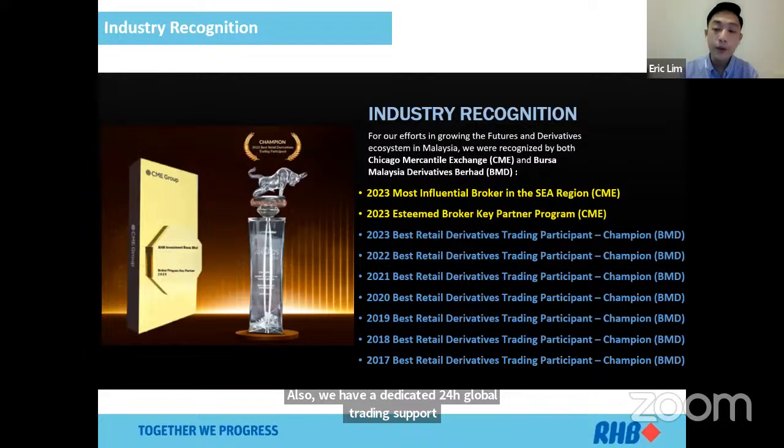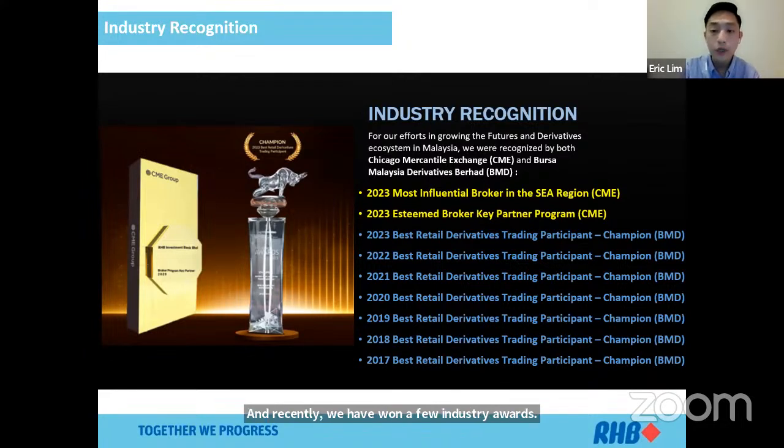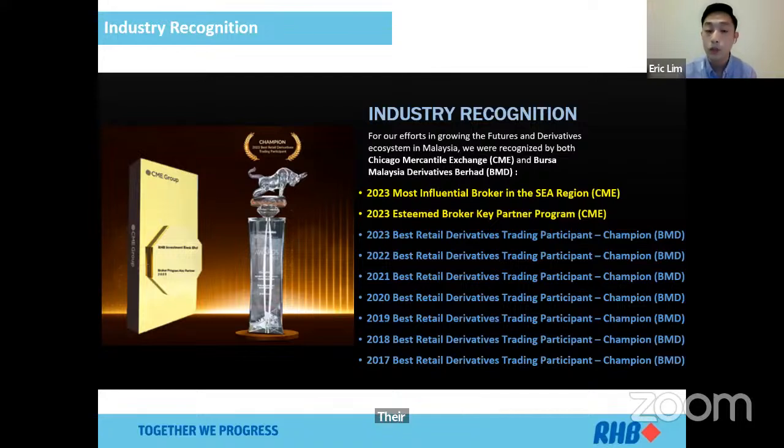And recently, actually, we have won a few industry awards, and I'm happy to share with everyone that we have won the Most Influential Broker Award in Southeast Asia by CME Group, and also the coveted Best Retail Derivatives Trading Participant Award by Bursa Malaysia for 7 consecutive years since the year 2017. And I would like to take this opportunity to thank all our respective clients and partners for the continuous support.